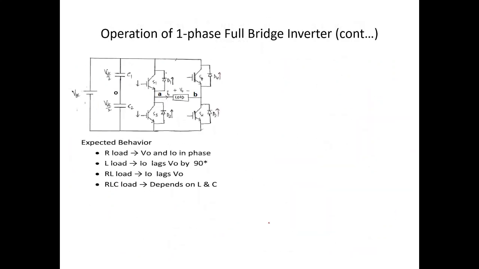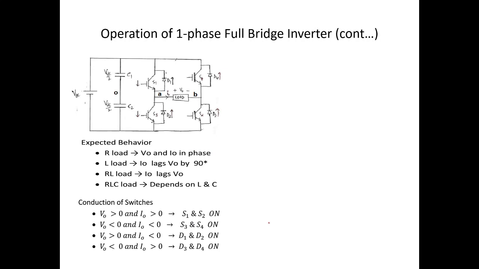Now coming to the operation of the full bridge inverter again, let us try to see what should be the behavior or operation of the single phase full bridge inverter for various load conditions. We know for R load, for resistive load, V naught and I naught must be in phase. That is our expectation, right? We should expect that way. And for L load, I naught should lag V naught by 90 degrees. For RL load, I naught lags V naught by some angle, where the angle varies between 0 and 90 degrees. For RLC load, depends on L and C, so it can lag or it can lead, and of course that depends on frequency also, right?